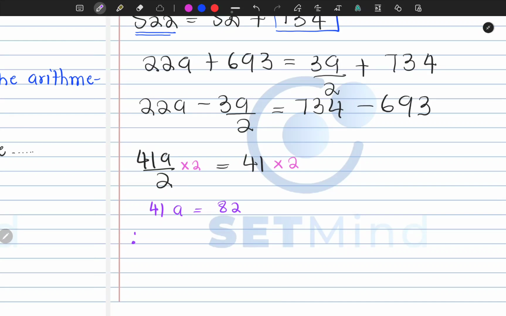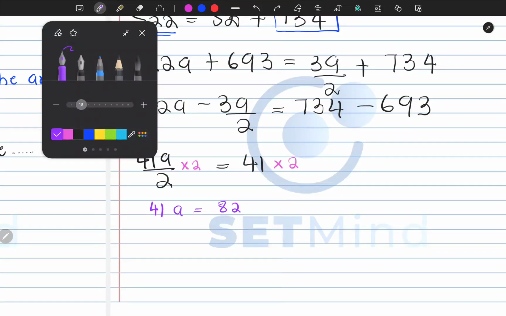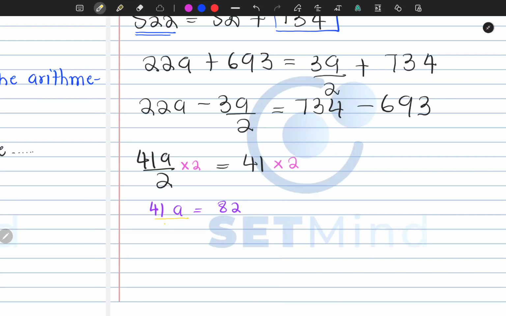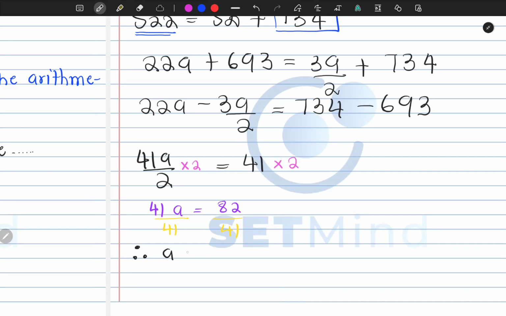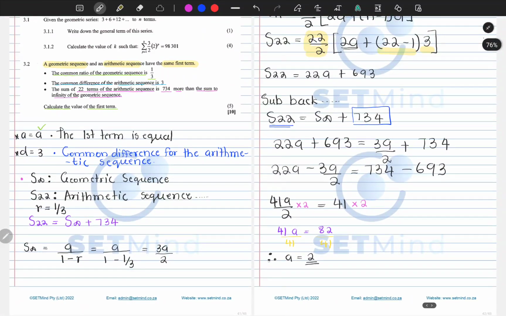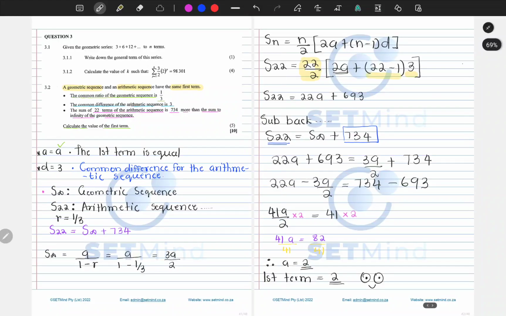Then we can now find a, because we just need to divide both sides by 41. If we divide by 41, the a value which we will find will be 2. And guess what? The a value, we said it is the first term. So therefore, the first term of this series will be 2. That is how we're supposed to answer that question, and whoever is doing the marking would be very happy with us.